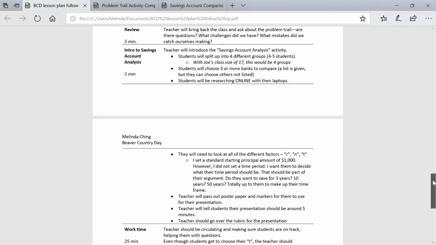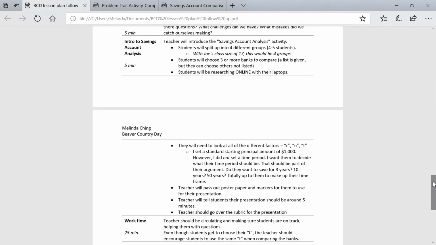In the previous activity extension I gave them, I actually did the research for them, kind of finding a website with information about banks. But in this modified activity, I think it would be more interesting for them to use their laptops and do their research on their own. They will need to look at all different factors: the interest rate, the number of times it's compounded, and also T. So T being what is the time frame they're looking at.